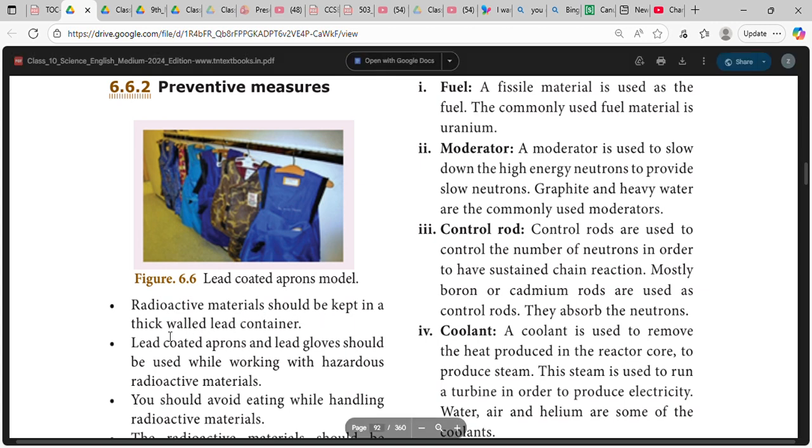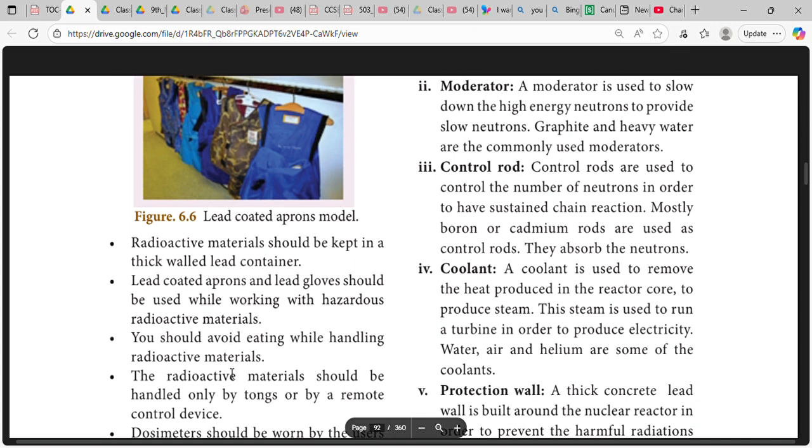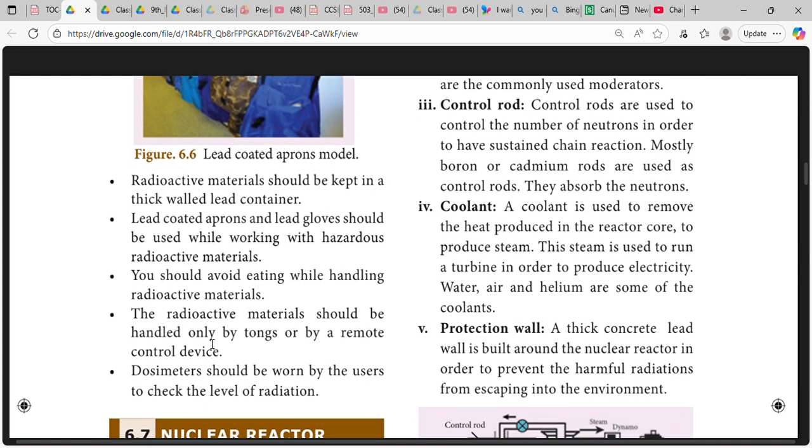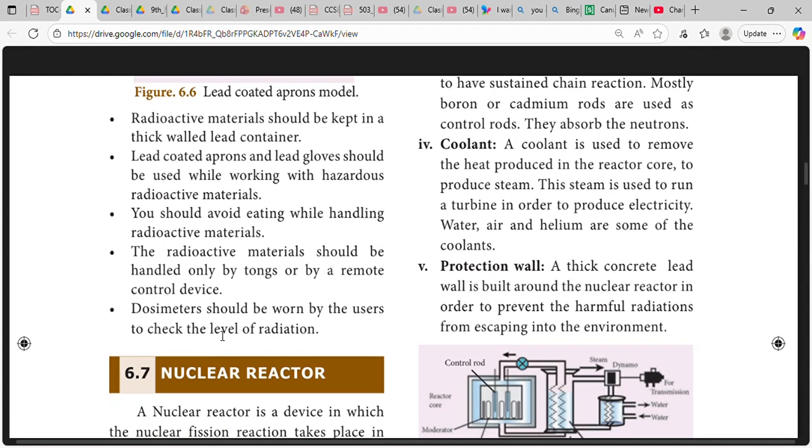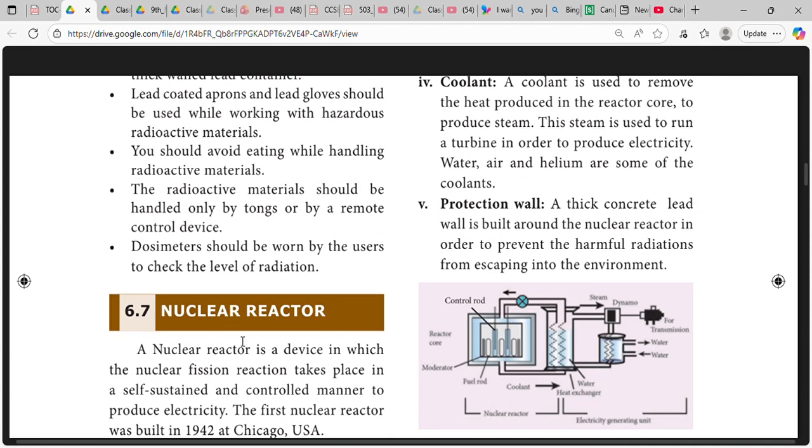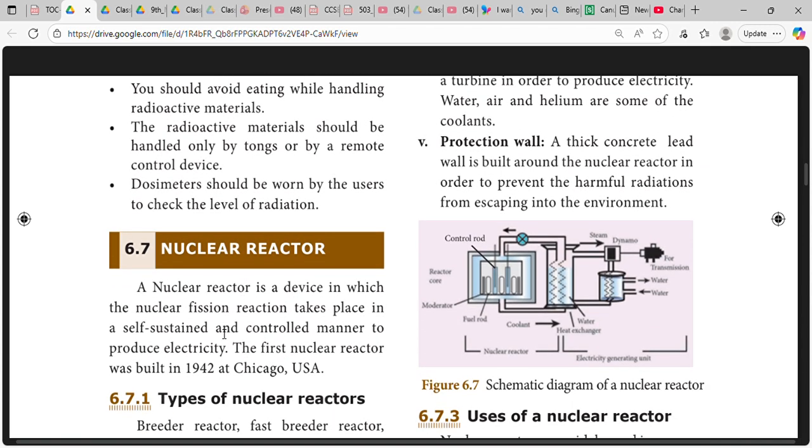Radioactive material should be kept in a thick-walled lead container. Lead-coated aprons and lead gloves should be used for working with hazardous radioactive materials. You should avoid eating while handling radioactive materials. Radioactive materials should be handled only by tongs or by a remote control device. Dosimeter should be worn by the users to check the level of radiation.